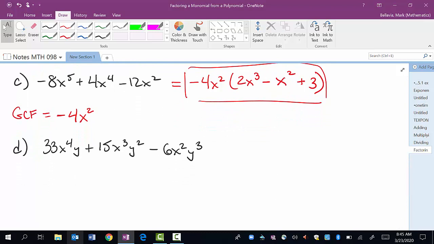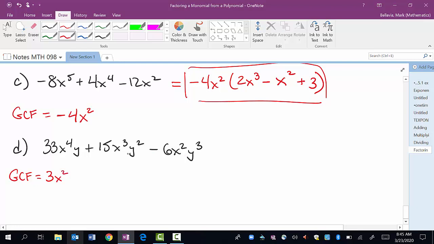If the directions say factor, the first thing you always do is look for a GCF. Looking for that greatest common factor. So, between 33, 15, and 6, we want to look for the greatest common factor between them, and that would be 3. They all share a common factor of 3. And then you're looking at the variables. Well, you have x to the fourth, x cubed, and x squared. So they all have x's. I can definitely take an x. And I want the lowest power of x I see, which is x squared.